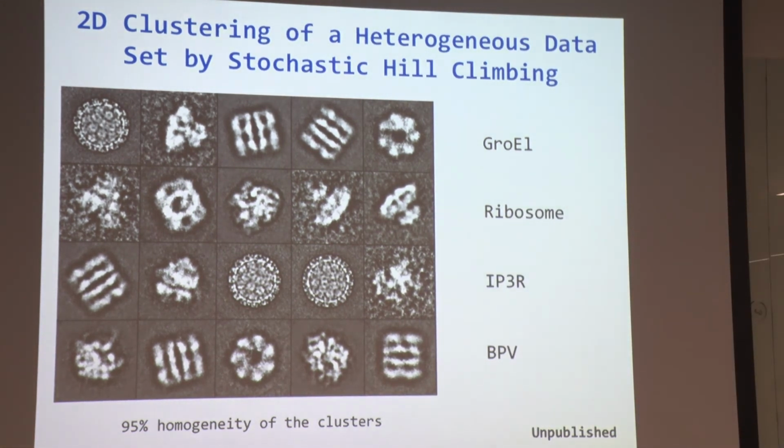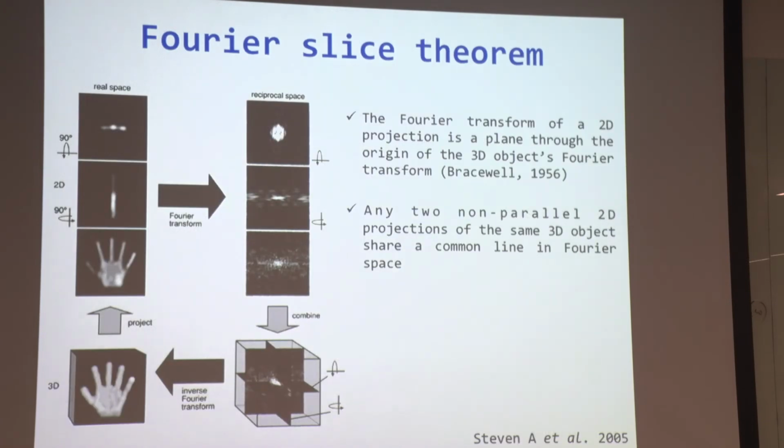Well, we would have to have a three-dimensional metric. And so we turned to the Fourier slice theorem, which was discovered by an Australian astronomer in 1956, Bracewell. And it states that the Fourier transform of a 2D projection is a plane through the origin of the 3D object Fourier transform. And that means that any two non-parallel projection directions share a common line in Fourier space.